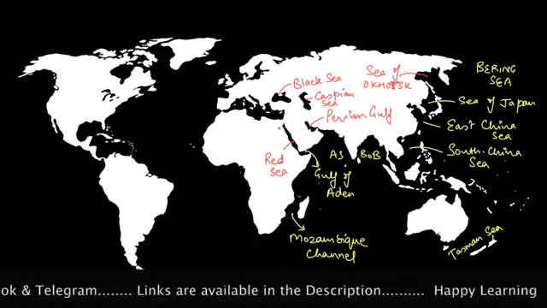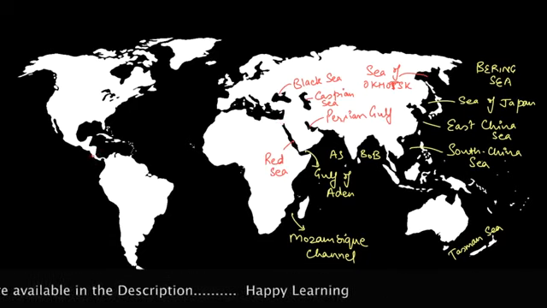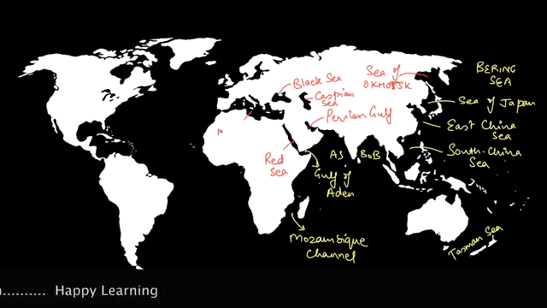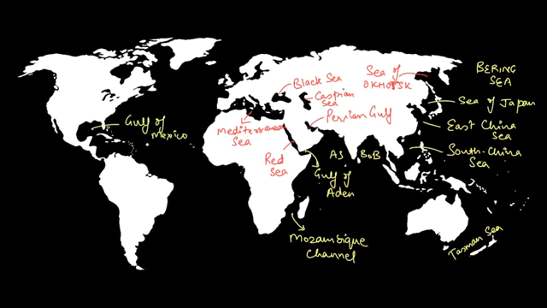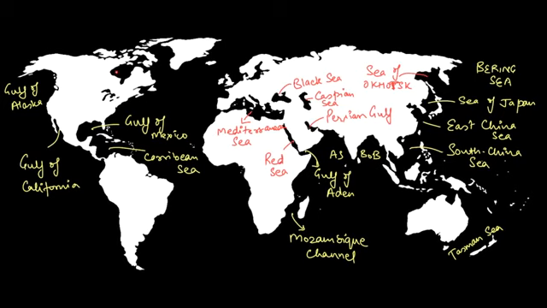Here we have the Suez Canal, and this is the Panama Canal, and this is the Mediterranean Sea. Now this is the Gulf of Mexico, the largest gulf in the world, whereas this is the Caribbean Sea. This is the Gulf of California, and this is the Gulf of Alaska. In Canada, we have the Hudson Bay.